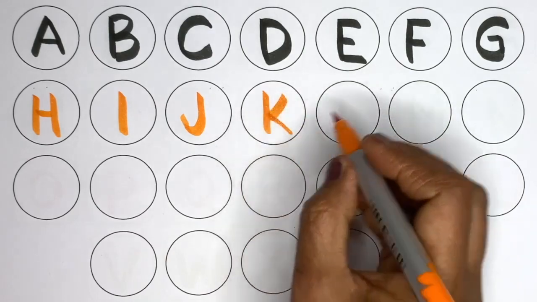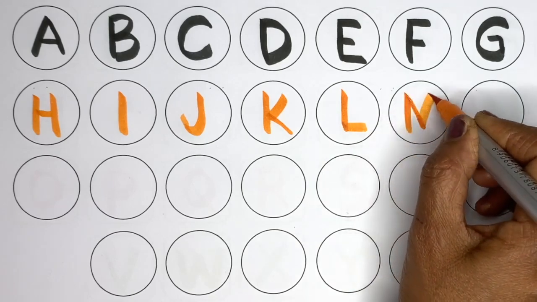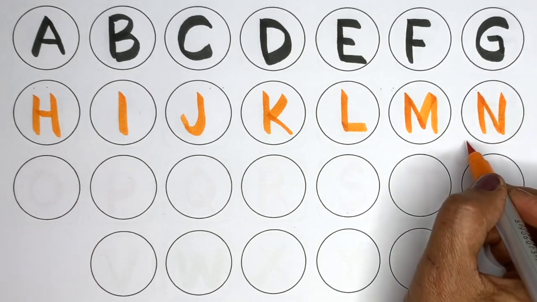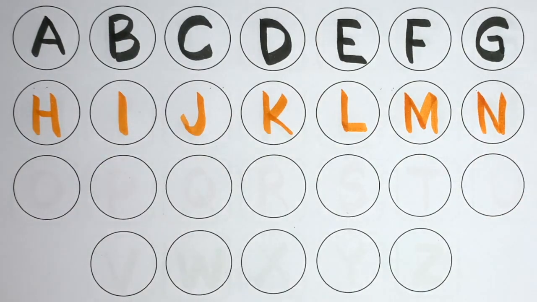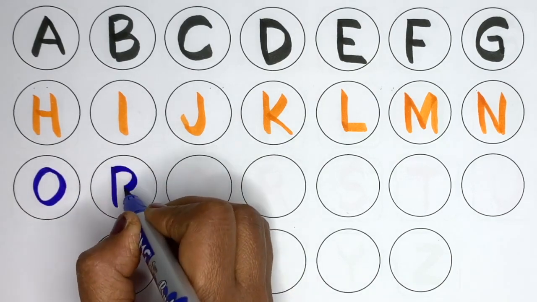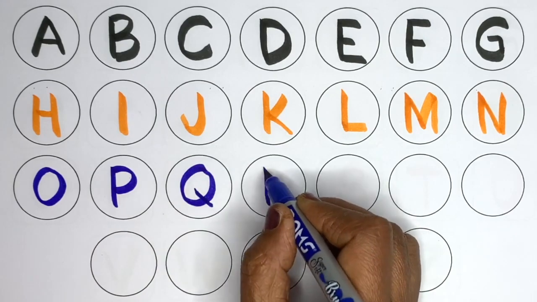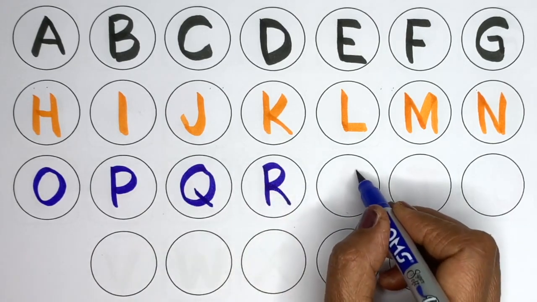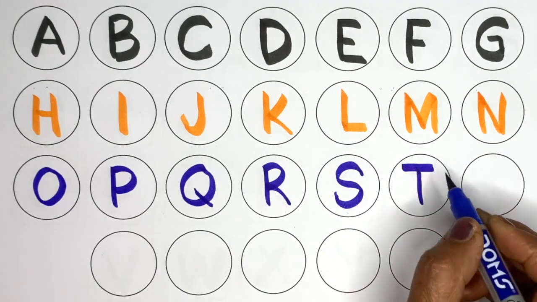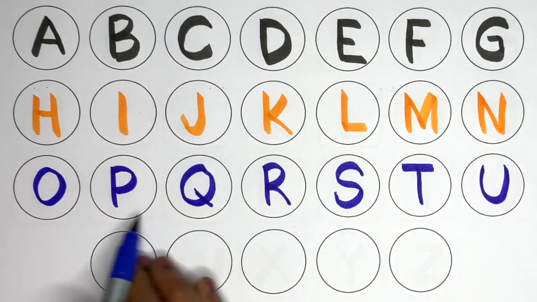K for kite. L for lion. M for monkey. N for nest. Orange color. O for orange. P for parrot. Q for queen. R for rabbit. S for ship. T for tree. U for umbrella. Blue color.